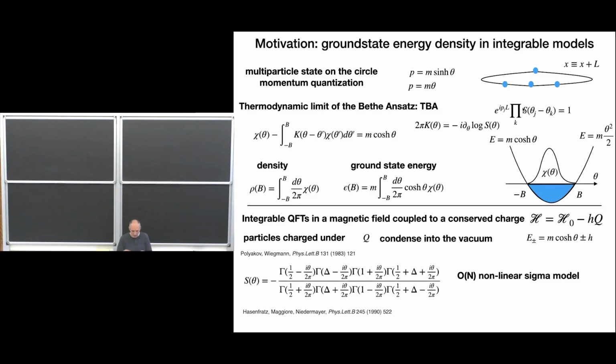But there is a scattering between these particles, so when you move around, you pick up the scattering phase of all the other particles. So the momentum quantization means that this product, together with e to the i p_j L, should be 1. We would like to solve that equation in the thermodynamic limit, so we would like to put a lot of particles.